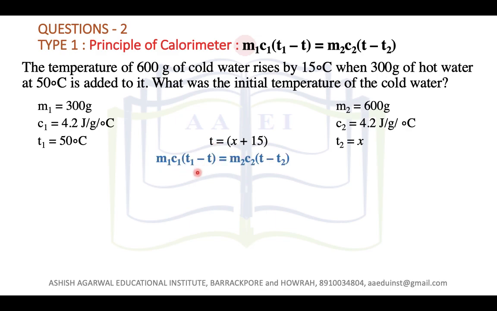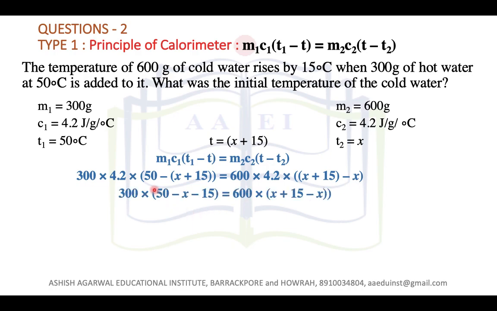Equation to be used is m1c1 (t1 minus t) is equal to m2c2 (t minus t2). Mere substitution. Instead of m1c1, 300 into 4.2 comes here. T1 is 50, no issue. T is x plus 15, and since we have a minus sign here, we have to give a bracket (x plus 15). On the right hand side, m2c2, 600 into 4.2 substituted. T is x plus 15 and T2 is x. So instead of T2 we have put x.